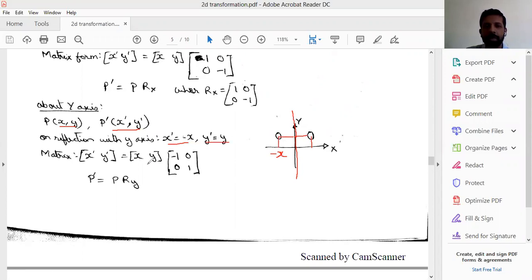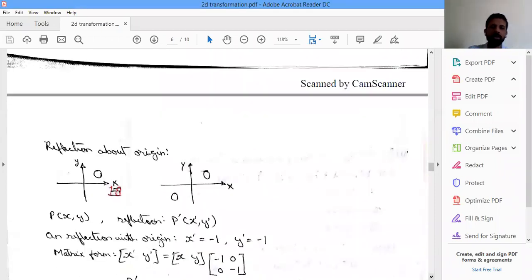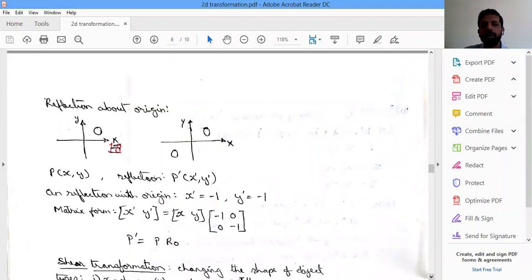So now we put it in matrix form. x dash y dash will be equal to x y, times the next matrix, minus 1, because x has to be minus over here, 0, and 0, 1. So here it will be written as p dash is equal to p into Ry, because it is going to be reflected about the y-axis. So similarly, we have it for the z-axis also. I have not done that. Okay, so next we'll see what about reflection about its origin.